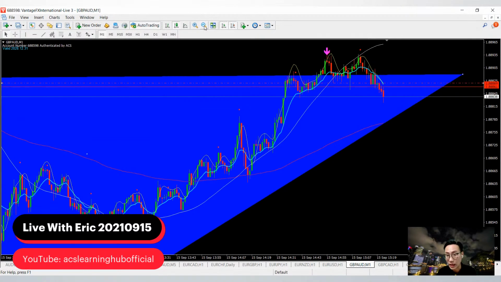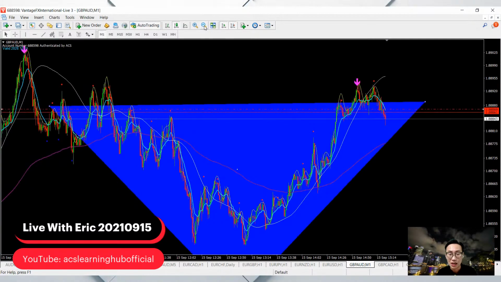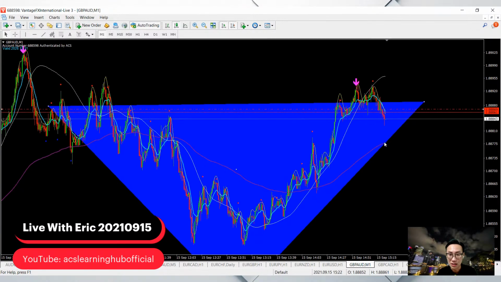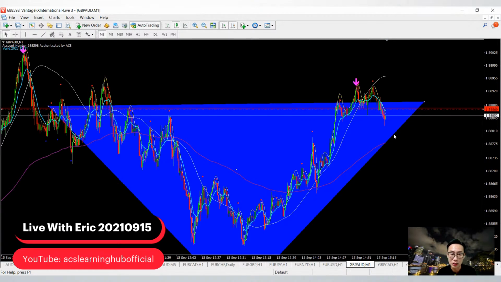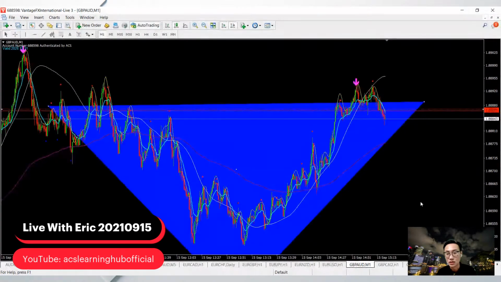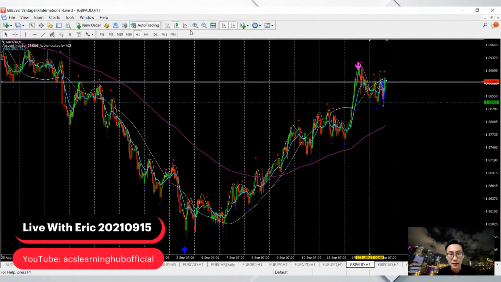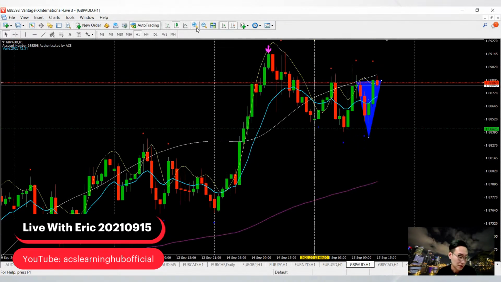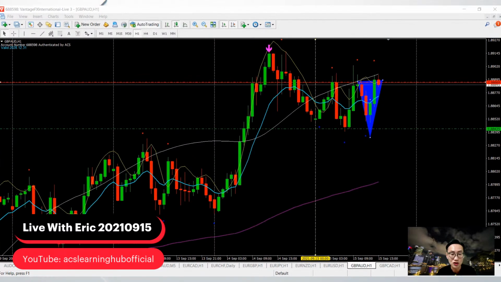Okay, so we have to wait. Alright, so tentatively, if you're looking for Pound Aussie over here, the strength is not there yet. So tentatively, it's not a good chance to short right now.